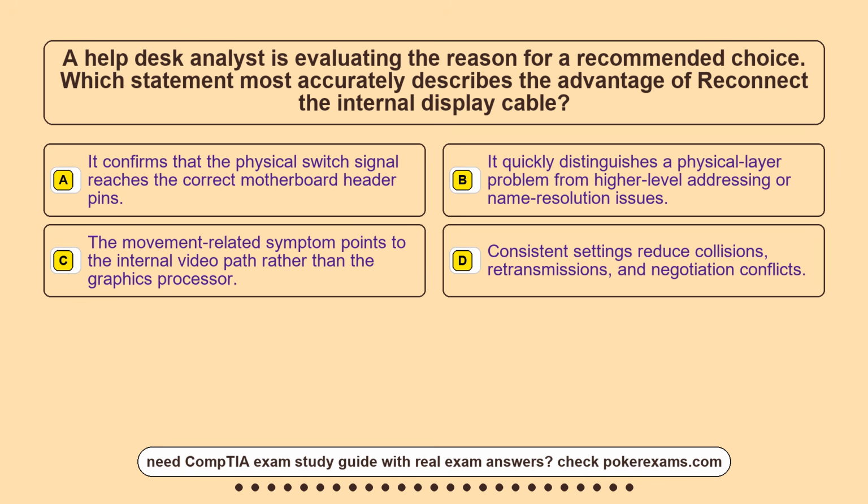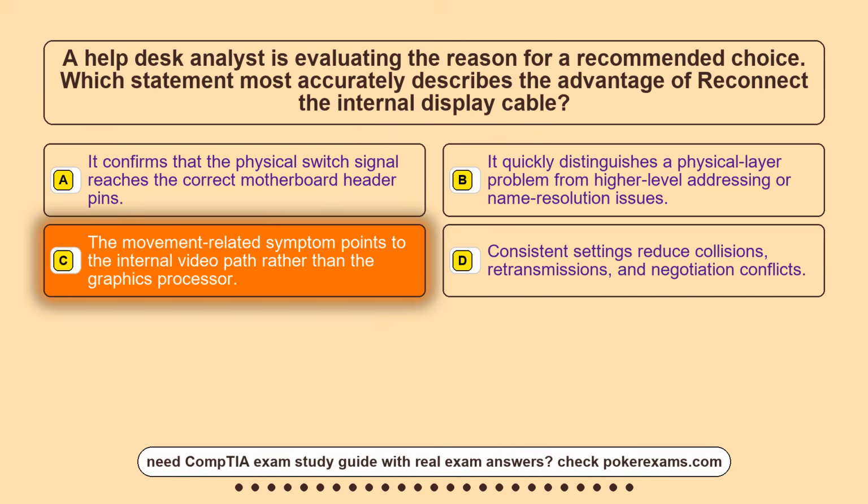It quickly distinguishes a physical-layer problem from higher-level addressing or name-resolution issues. Option C. The movement-related symptom points to the internal video path rather than the graphics processor. Option D. Consistent settings reduce collisions, retransmissions, and negotiation conflicts. The correct answer is option C.